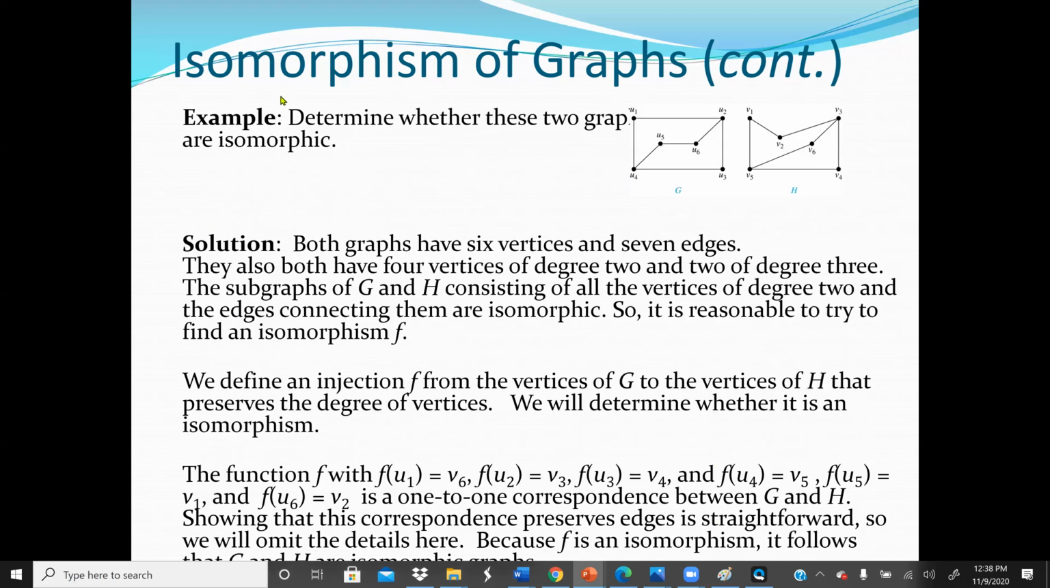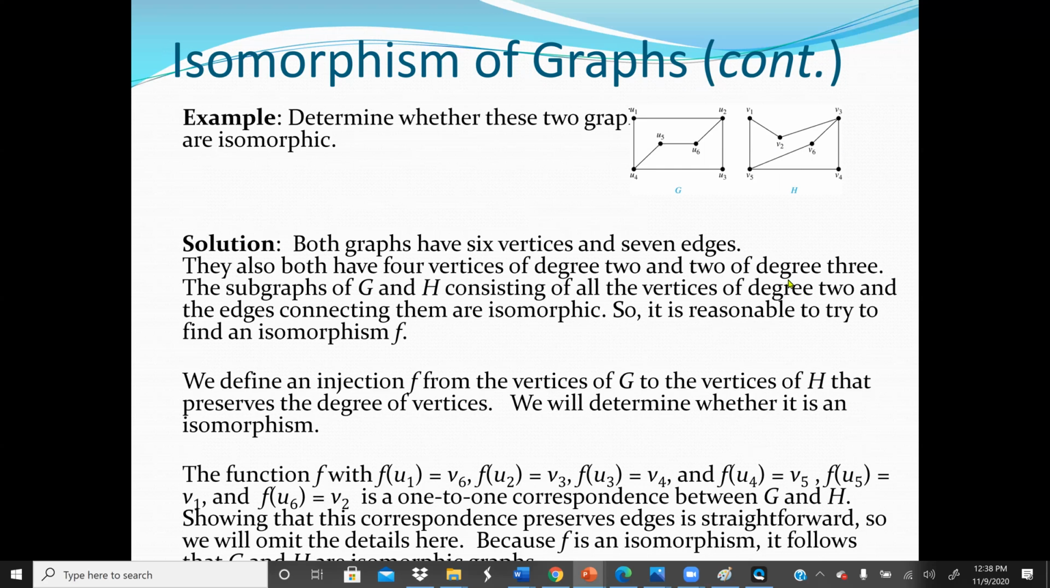So another example here again, we have to determine whether the two graphs here are isomorphic. The first thing we need to do, the same thing, we count the number of vertices: 1, 2, 3, 4, 5, 6. The second one, 1, 2, 3, 4, 5, 6. The number of edges: 1, 2, 3, 4, 5, 6, 7. And the other one also 7.